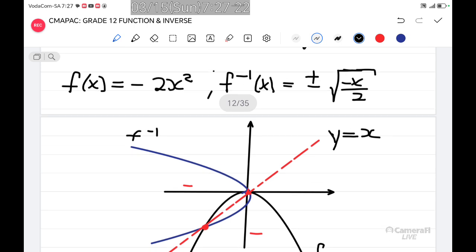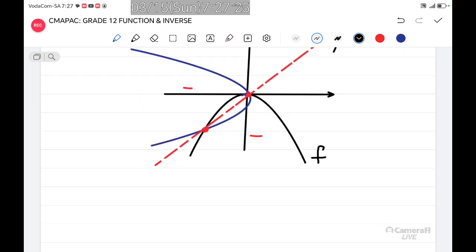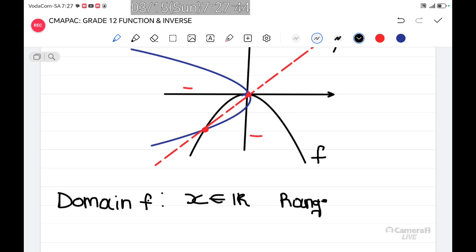The domain and the range. So let's tackle the domain. The domain of f, we know x is an element of all real numbers. But what about the range of f? Since the turning point of f here is 0 and 0, and since the value of a is negative, we say y is less than or equal to 0.